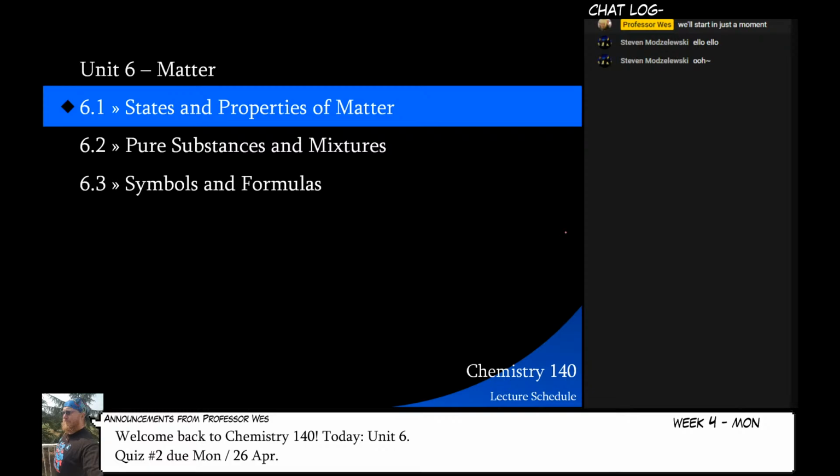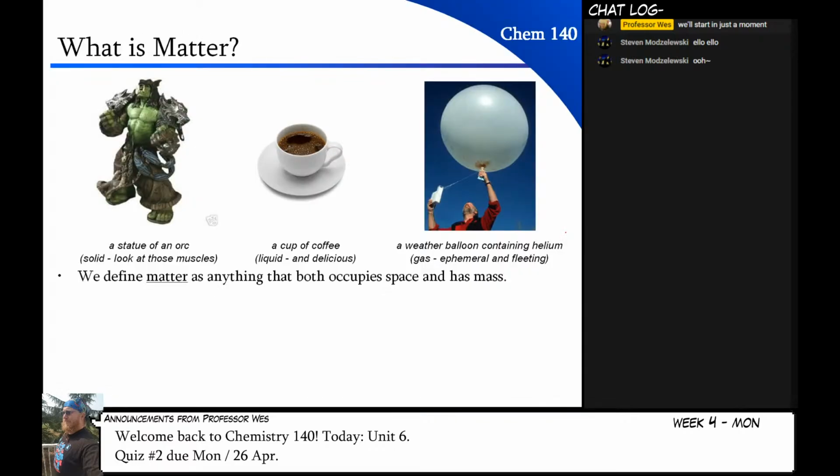All right, let's talk about Unit 6, which is matter. Why does matter matter? Why do you matter? Because you're made of matter. That's why you matter. If you're confused, don't worry. You won't be after we talk about matter. Matter is pretty straightforward. It's all around us. You've interacted with it. You're made of it. But we do have to define it.